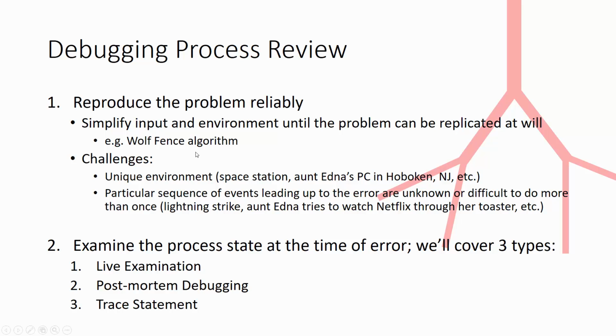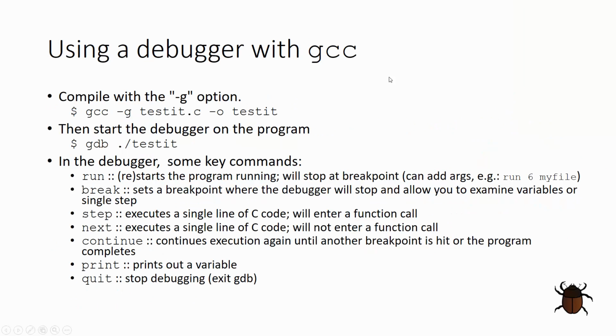So we talked about the wolf fence algorithm in an earlier lecture, but basically sometimes this means commenting out whole swaths of your code until you get it down to a portion that's manageable. And there are challenges in doing that. There are unique environments that make it difficult to go back to where we were before. There may be a particular sequence of events leading up to the error that are unknown, or difficult to do more than once. For the three types, this is a slide from the previous lecture, but we talked about live examination, post-mortem debugging, and trace statements. And today we are going to look at live examination.